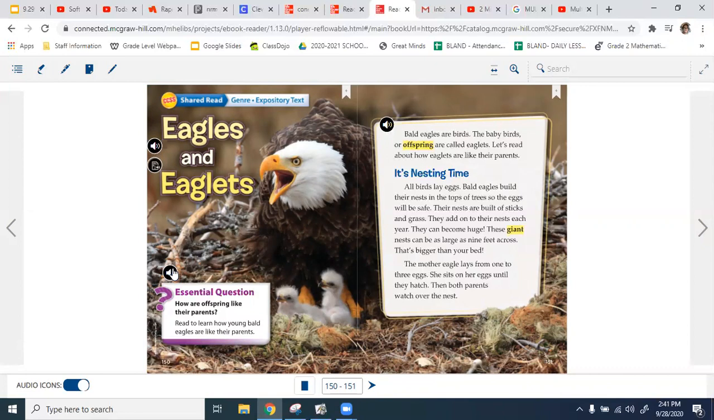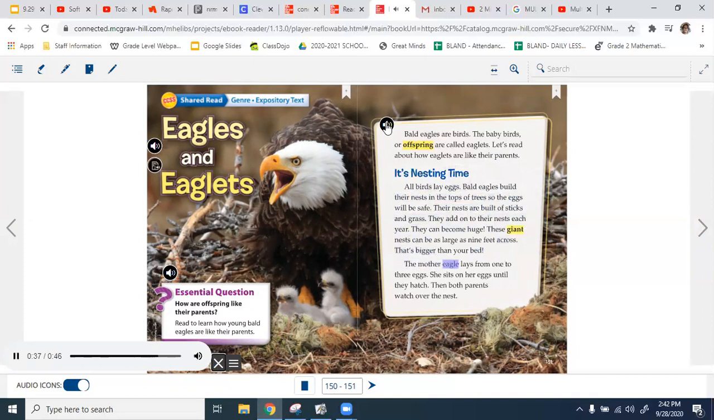Here we go. Eagles are birds. The baby birds, or offspring, are called eaglets. Let's read about how eaglets are like their parents. It's nesting time. All birds lay eggs. Bald eagles build their nests in the tops of trees so the eggs will be safe. Their nests are built of sticks and grass. They add on to their nests each year. They can become huge. These giant nests can be as large as 9 feet across. That's bigger than your bed.